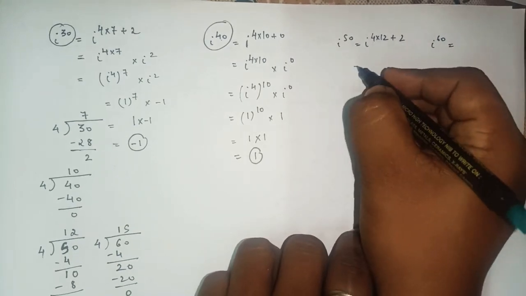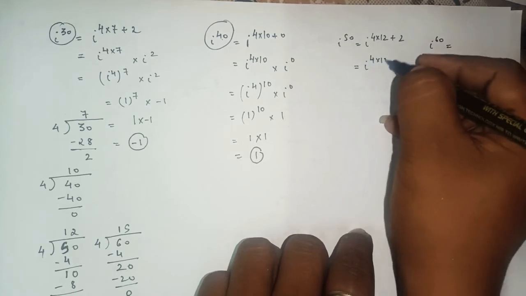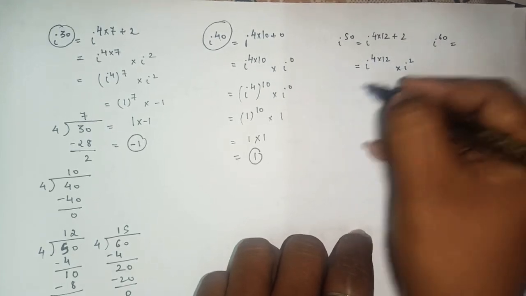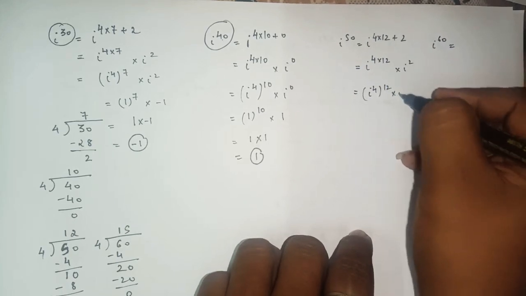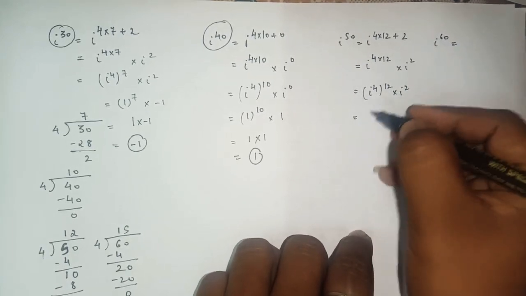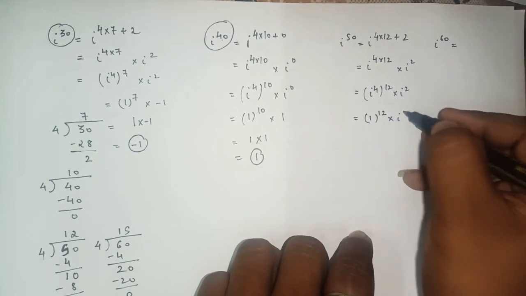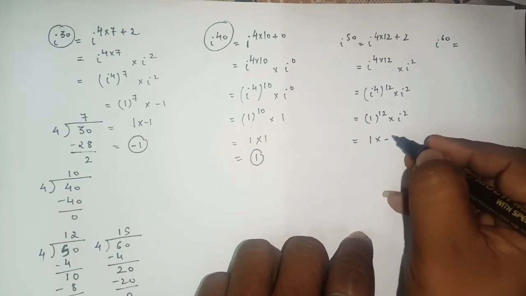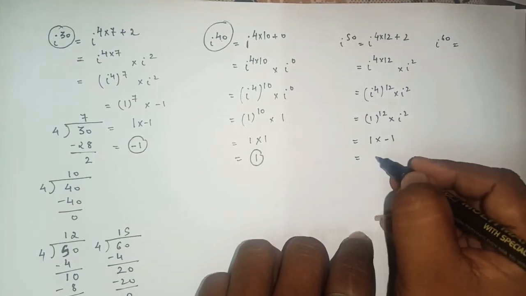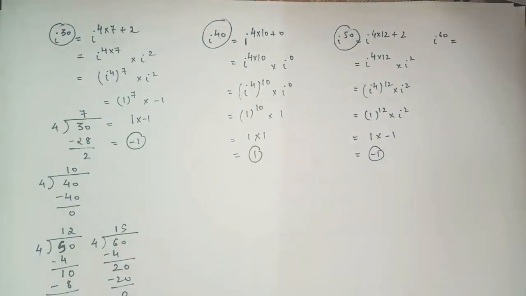So this we can write as i raised to 4 into 12 into i raised to 2. (i^4)^12 into i square. i^4 is 1, the whole raised to 12, into i square. 1 raised to 12 is 1. i square is minus 1. So 1 into minus 1 is minus 1. So here we got the answer for i^50 also.